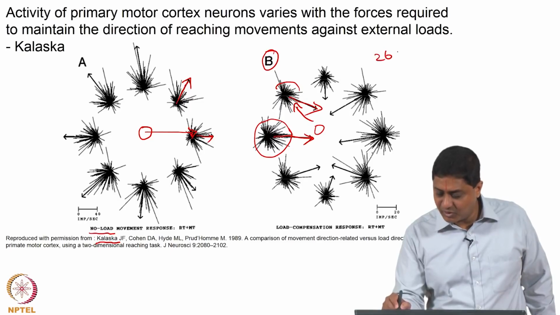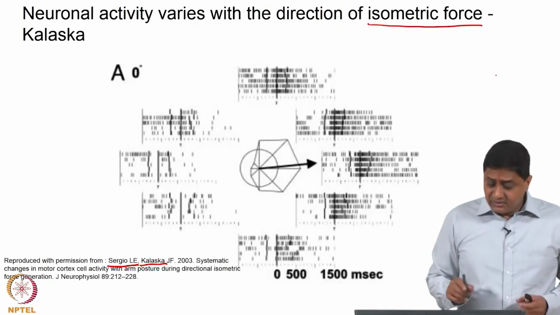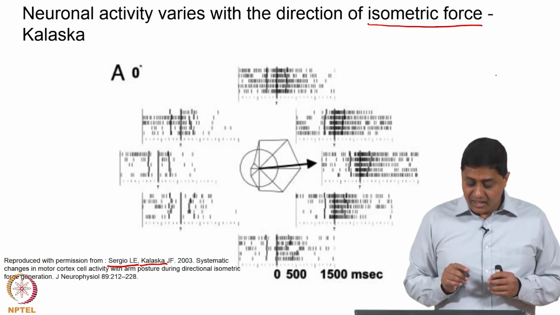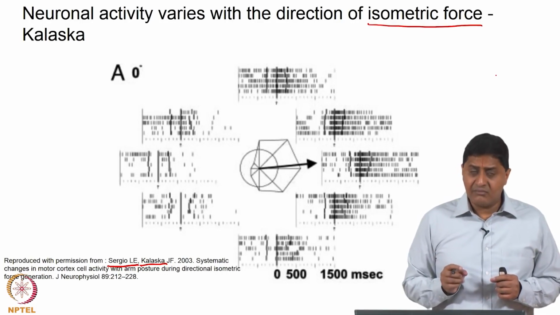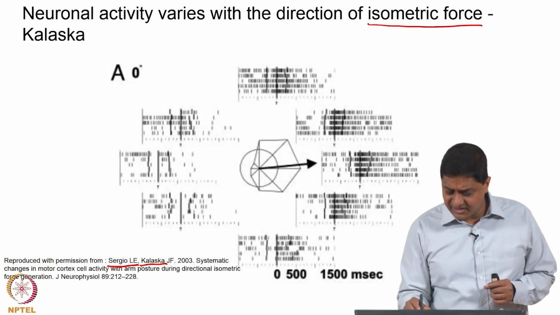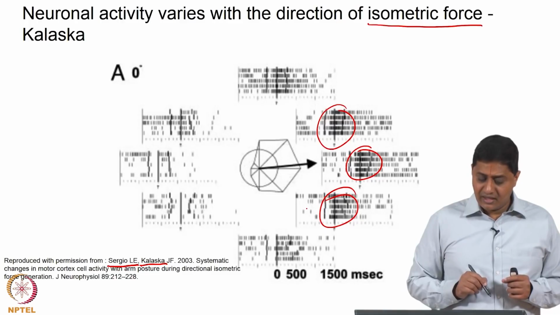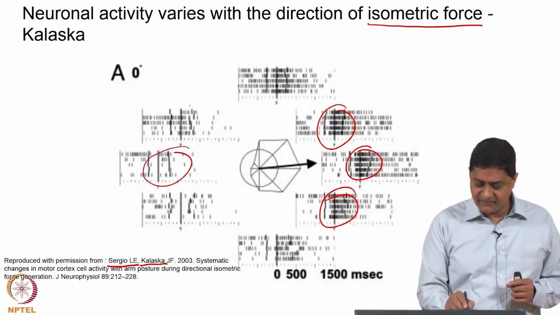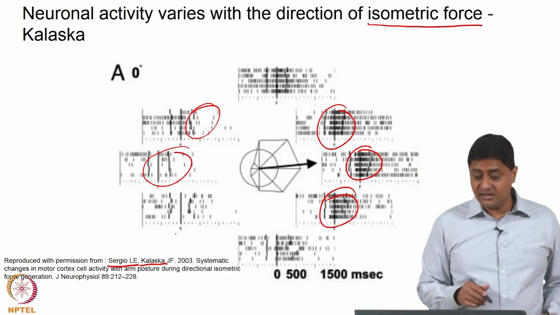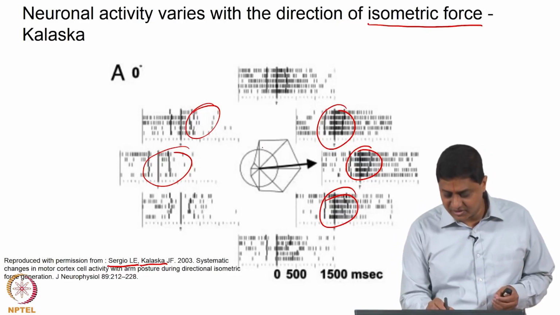This is activity from about 260 M1 neurons. Whereas this picture presents activity from a single neuron, and when the monkey is producing force in a particular direction, there is maximal activity as seen here, and in the opposite direction there is very minimal activity. So, from this I can again reconstruct a directional tuning curve like in the case of Georgopoulos, and that is shown here.